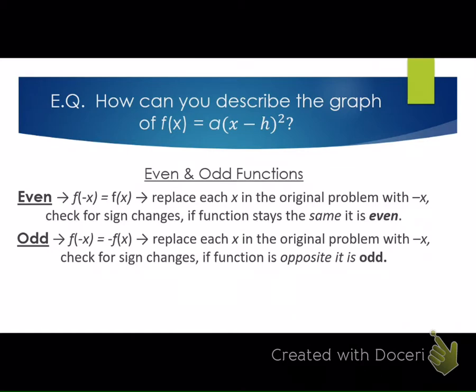If it does, then we have an even function. But what happens if we replace each x in the original problem with a negative x, and we look through for sign changes, and we see that our new function is the exact opposite of our original function? Well, that means that our function is an odd function. If it falls into neither of those categories, it's neither, okay? If it's not the exact same or the opposite of the original function, then it would fall into the category of neither. So let's practice it.